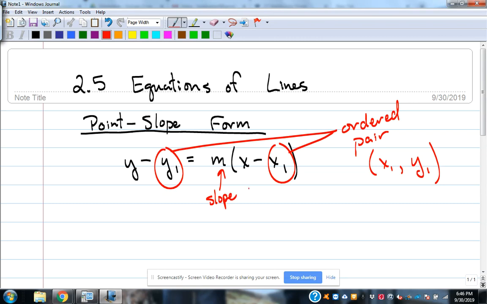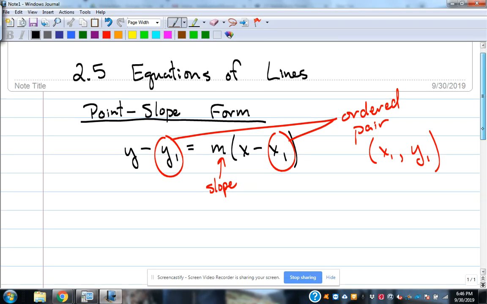Okay. Those things are the things we got to know. So a point slope form is going to look like that. Y is not going to be by itself to be in point slope form. Okay. So that's how we're going to write our first equations.